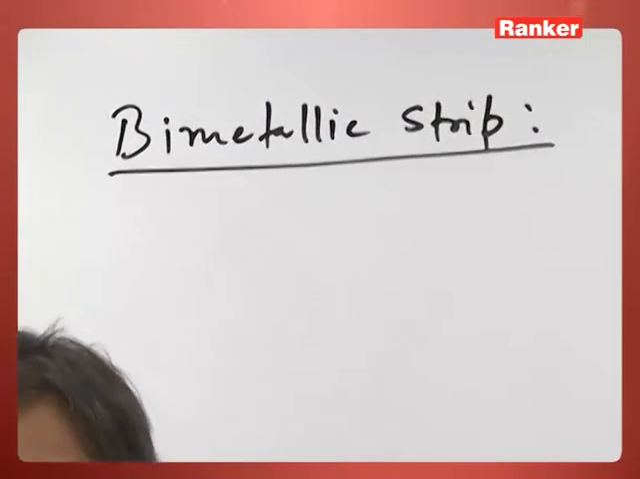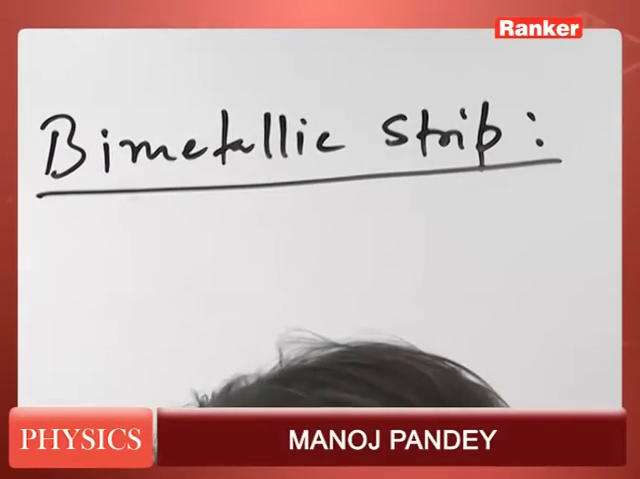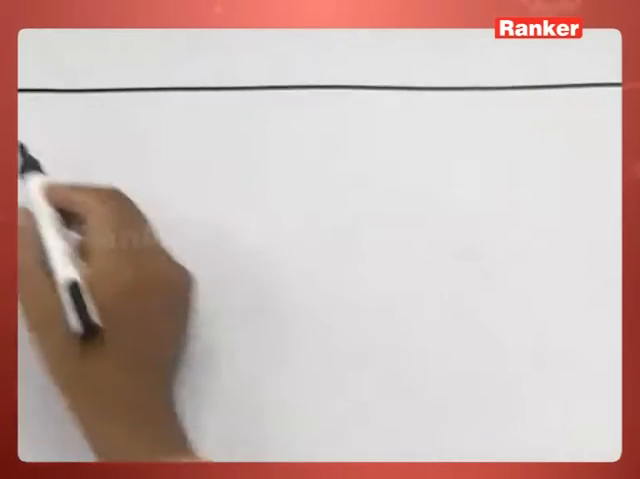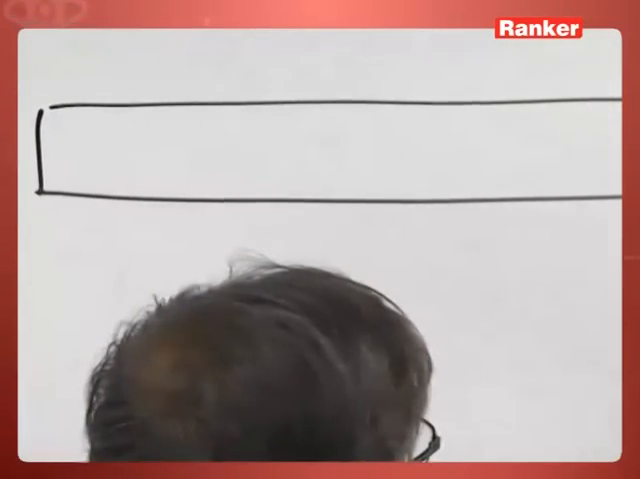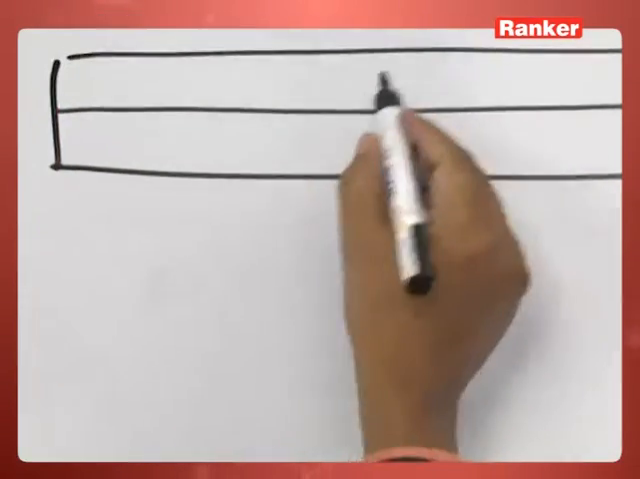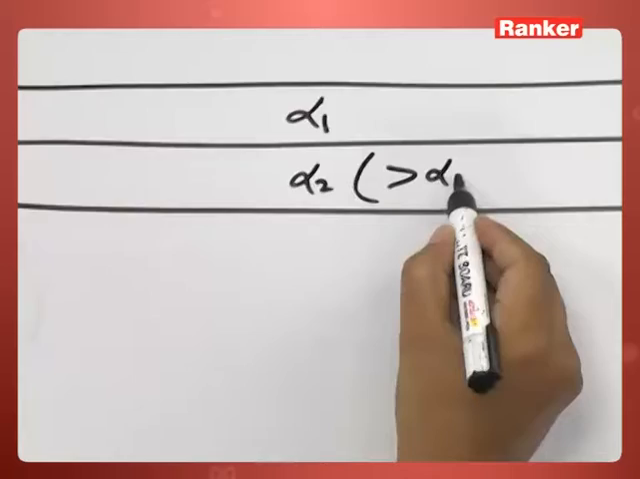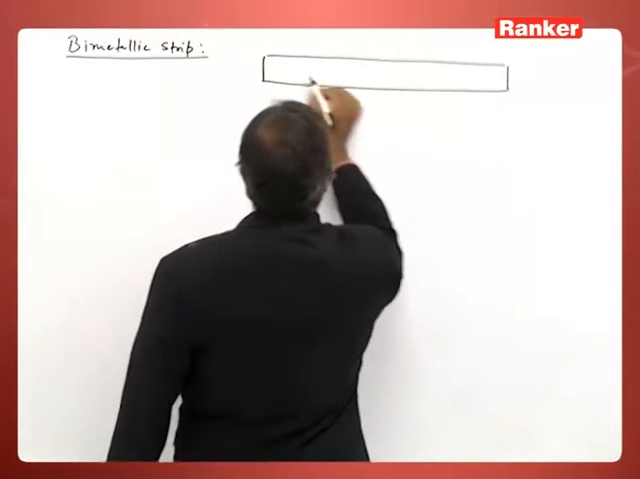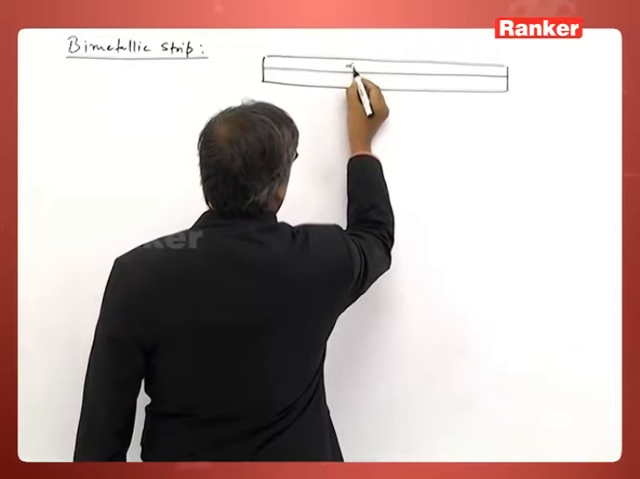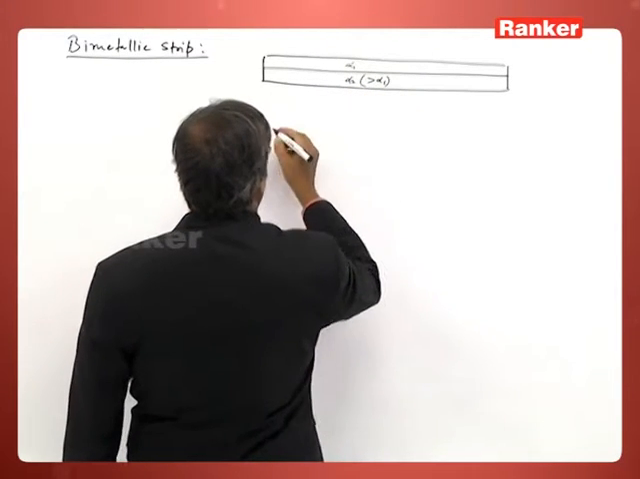Now, let us see the bimetallic strip. This bimetallic strip is used in a thermostat for controlling the temperature of a system. This strip is actually very thin, and we have two types of metals, alpha 1 and alpha 2, with alpha 2 greater than alpha 1.